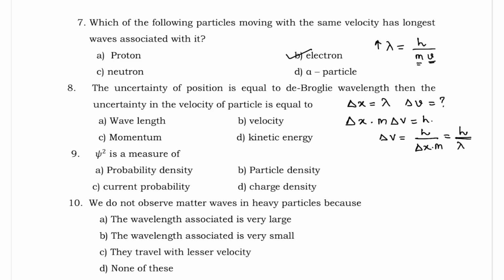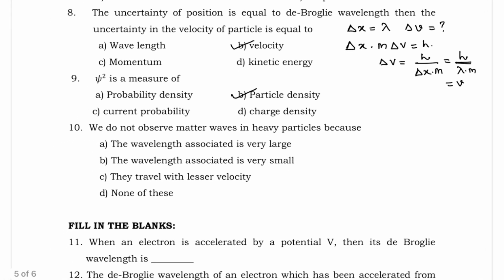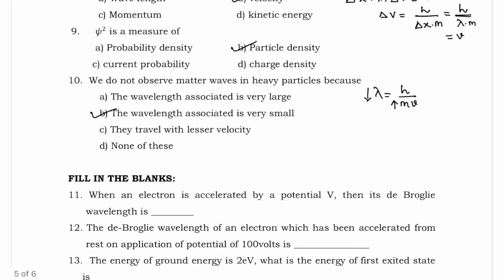What is the value of delta x? Lambda into m. So this value is equal to v. Right. So this answer is velocity. Psi square is a measure of particle density. We do not observe the matter waves in heavy particles because lambda is equal to h by mv. So if m is more, the lambda value should be less. So the wavelength associated is very small.